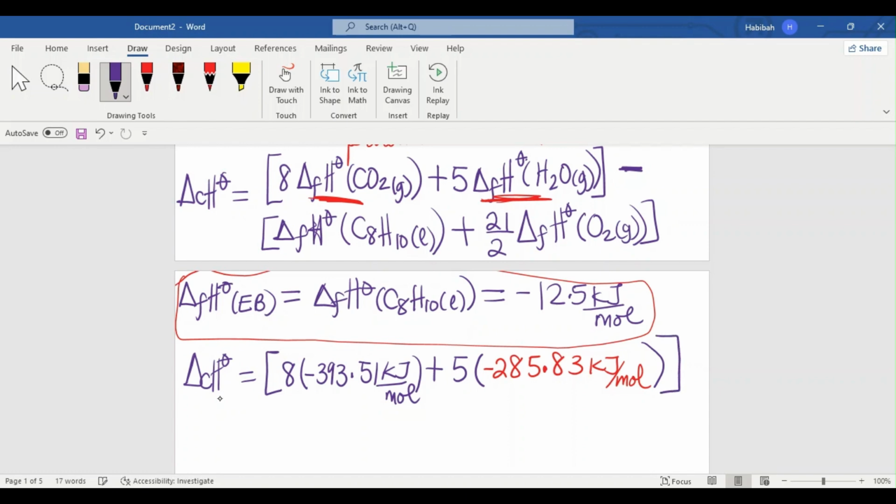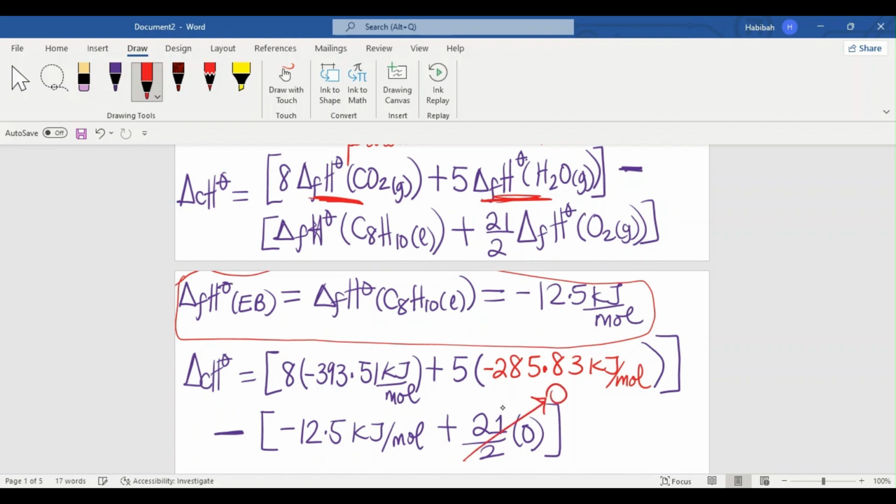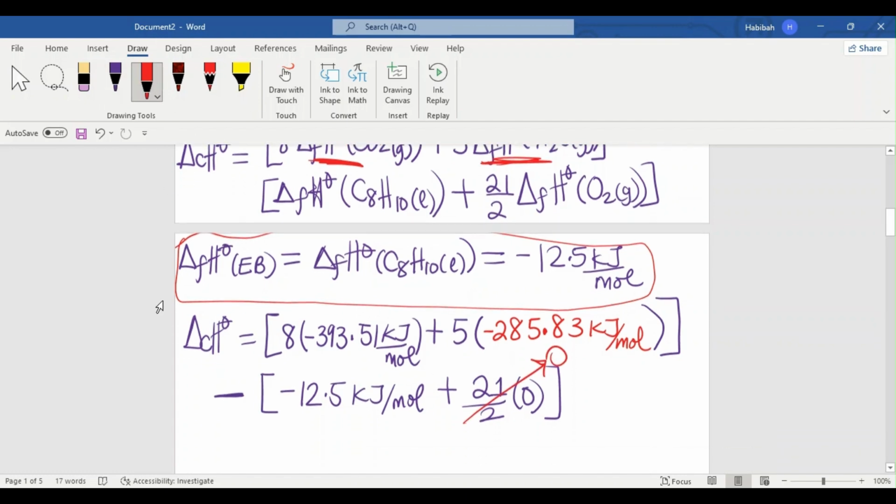And then that is the information here, minus the standard enthalpy for ethylbenzene. We're given this one, luckily, which is just negative 12.5 kilojoule per mole, and then plus 21 over 2 times the standard enthalpy of formation for O2 gas. Looking at our information, we see that that is simply zero, meaning everything right here is just zero. So of course, you input your information in your calculator.